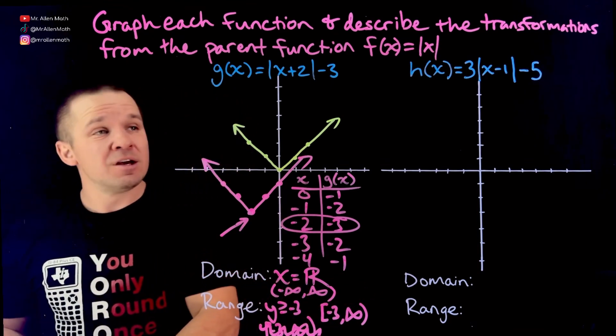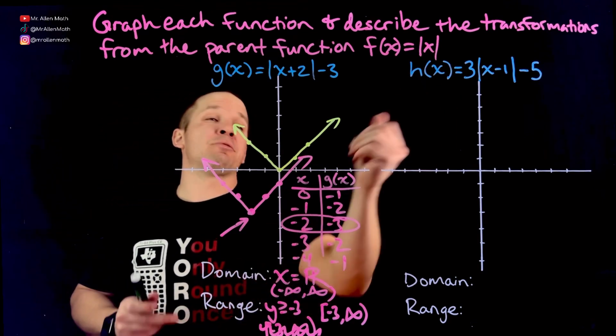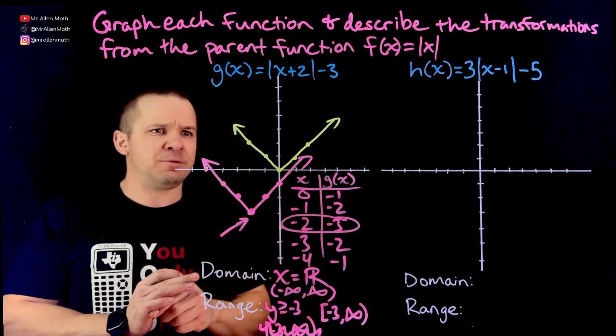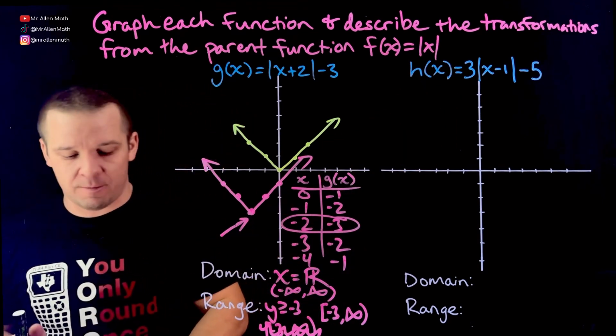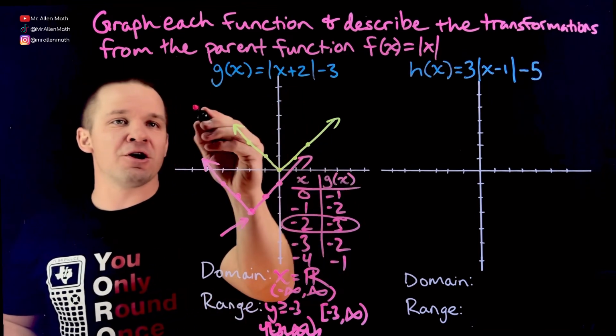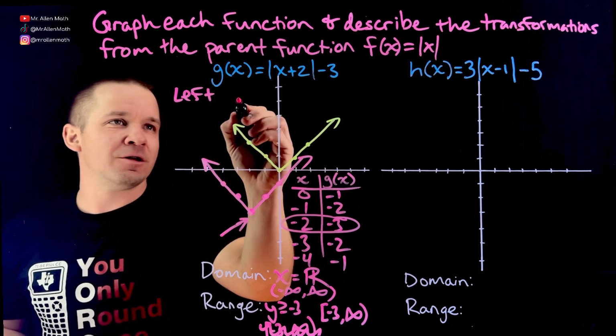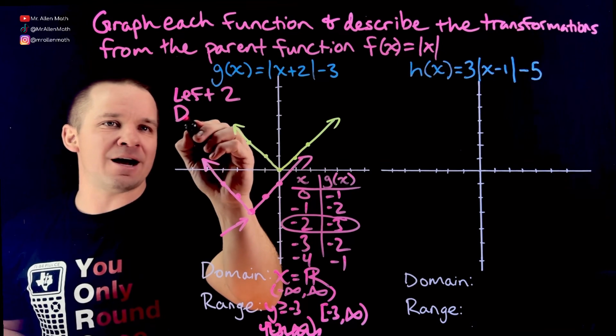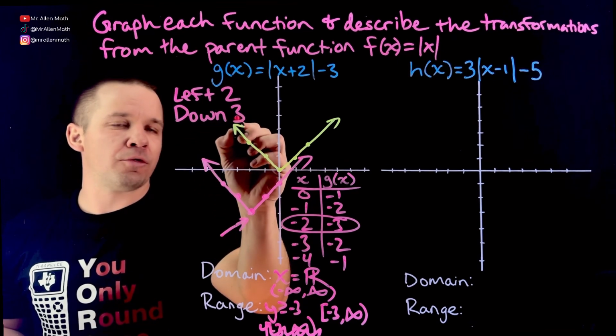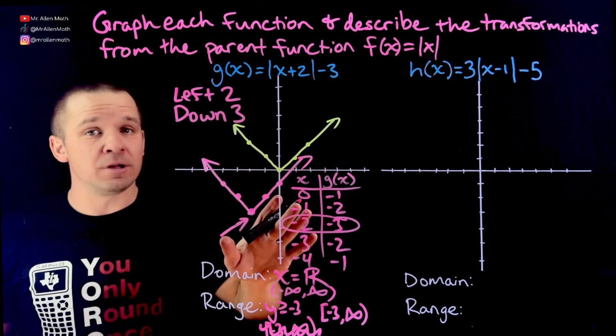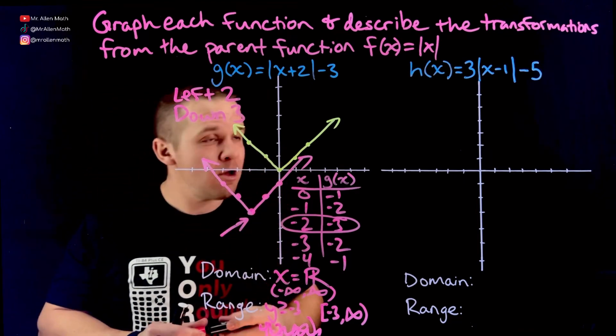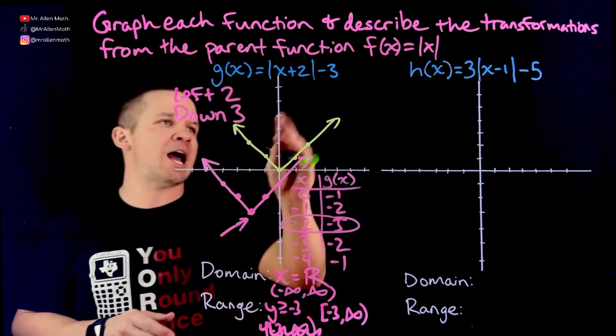We've got ourselves some fun, okay? Because we've got a 3 out front. Oh wait, did we write down our transformations? We did not. Oh my goodness, almost forgot. So for this one here, it was left 2, and then we went down 3. That was close, guys. Almost lost some points.